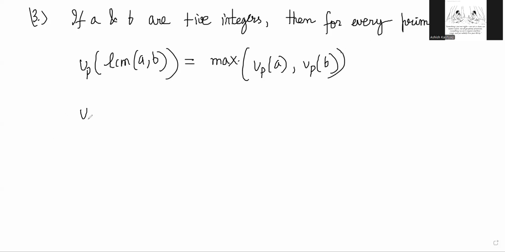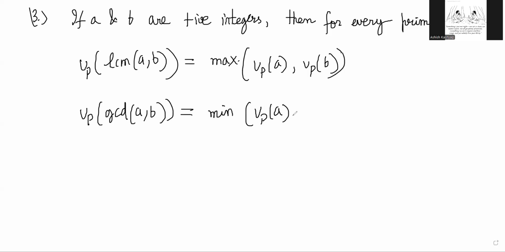And similarly, V_p(GCD(A, B)) is equal to the minimum of V_p(A) and V_p(B). Think about it and make sure that you understand why. Remember how you calculate LCM and GCD, right?